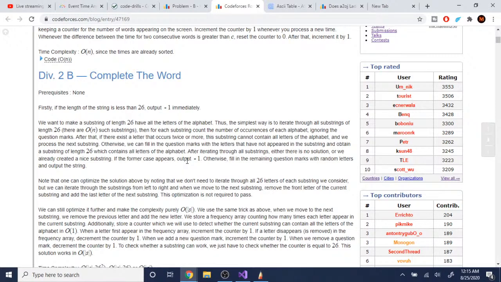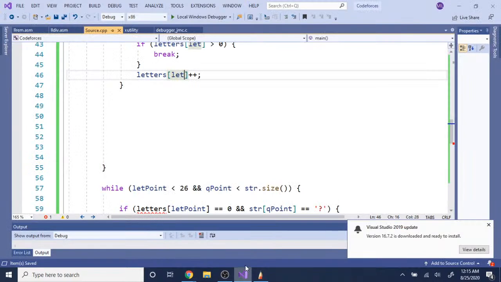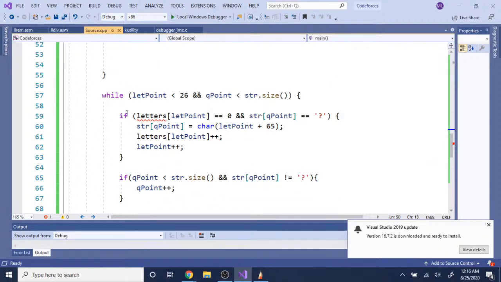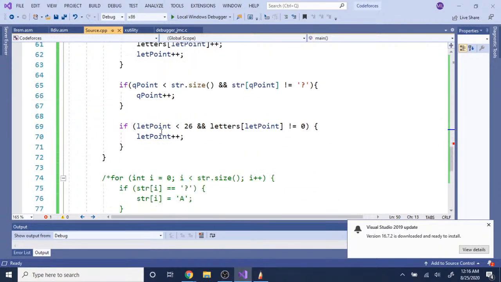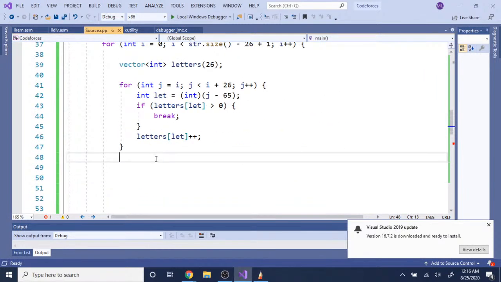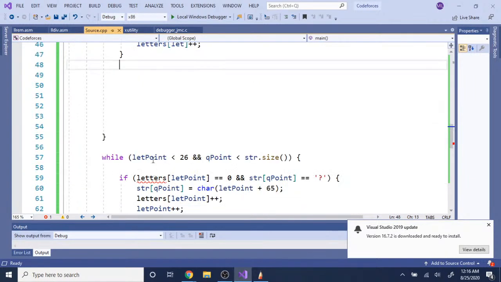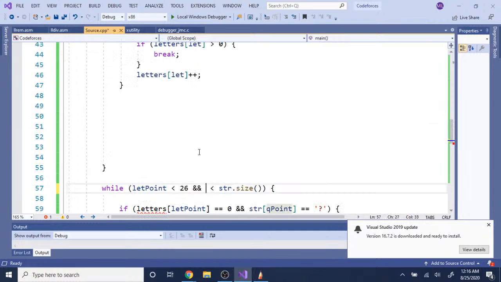Fill in the question marks with the letters that have not appeared in the substring and obtain the string. Okay, so now we have to still keep track of the pointers. Now we could use the two-pointer rule. So now we have to loop through. We do the same thing here. We use two pointers here. So at this point, you could use two pointers. So from here, you would have to, you sort of pointer here.